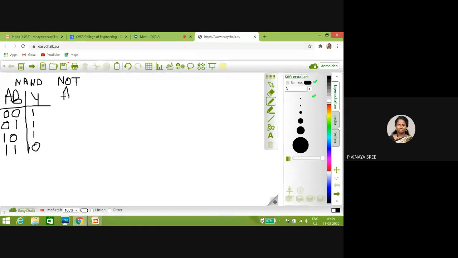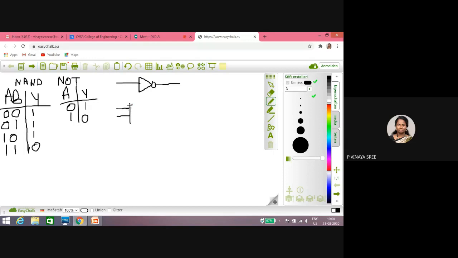So the NOT truth table you will get as A, Y. As there is only one input, you will have only two combinations, 0, 1. If input is 0, you will get the output as 1. If input is 1, you will get the output as 0. So write two truth tables, so that it will be clear. Next, I want to write the symbol for NOT. So the symbol for NOT is this. And the symbol for NAND, can anyone?